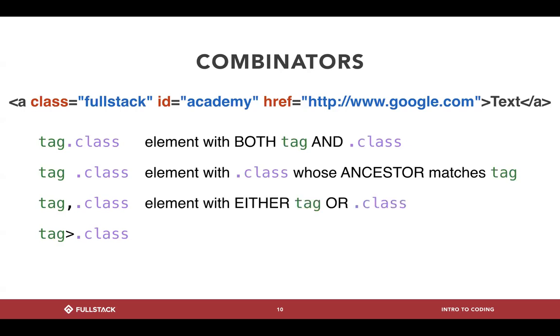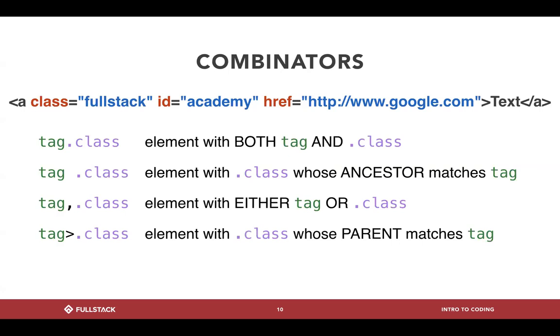Then you have tag comma class, and this is either or. So if the element matches either one of these things. And then the final one is tag caret class, which means an element with the class whose direct parent matches whatever the thing on the left is, whatever the tag is. These can be a little bit confusing. Any questions on the combinators?